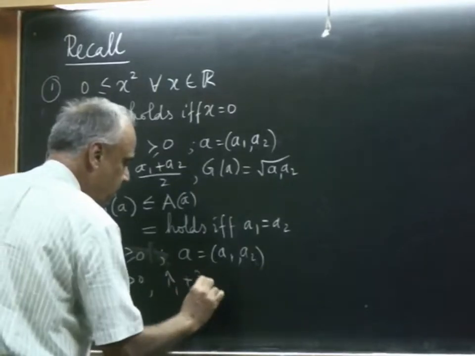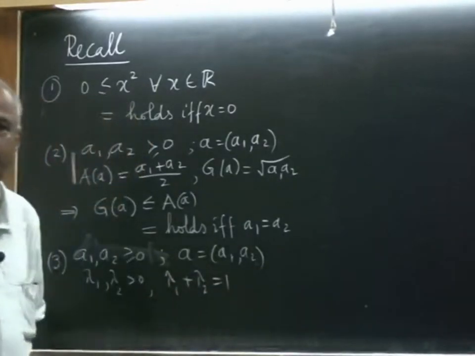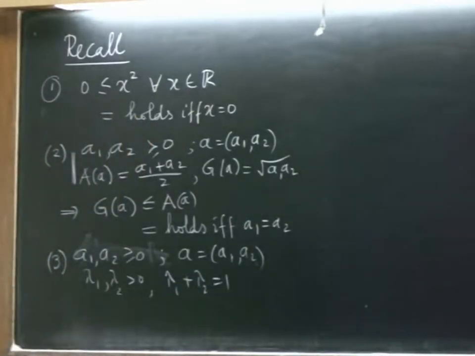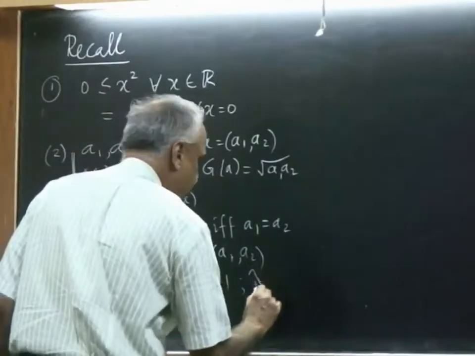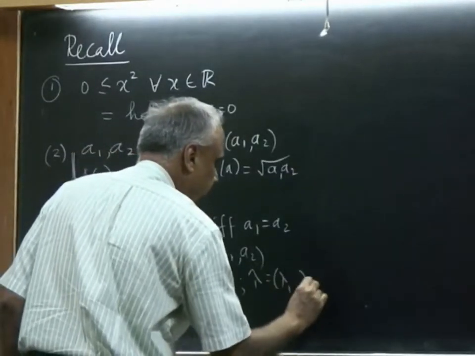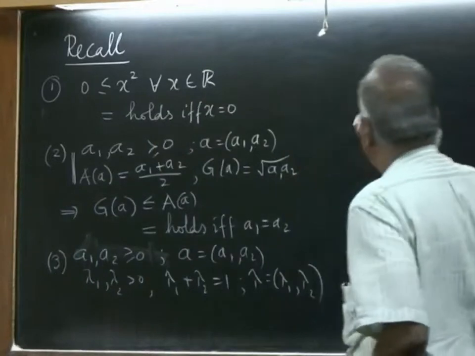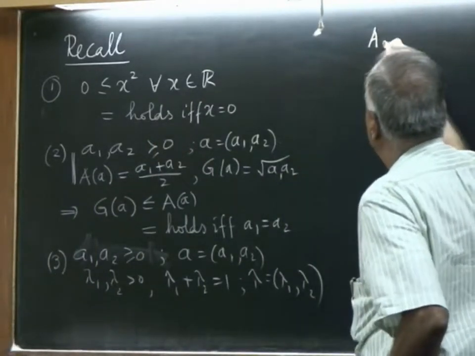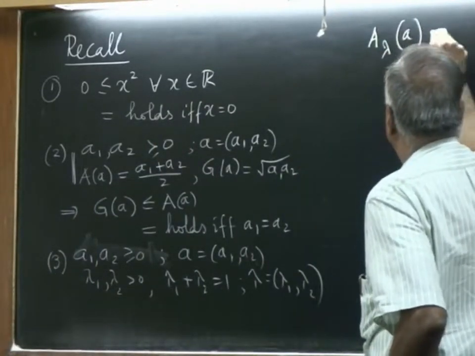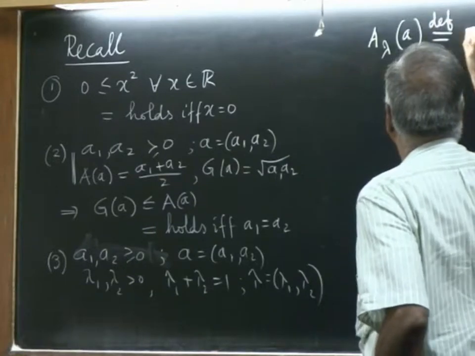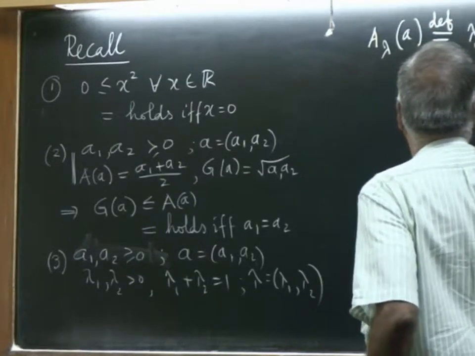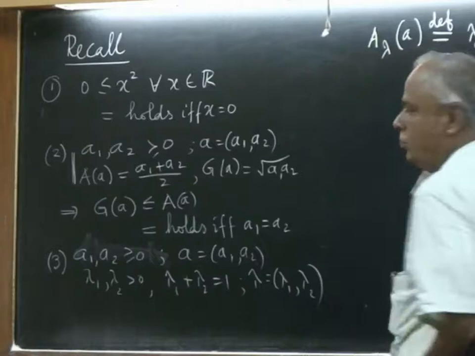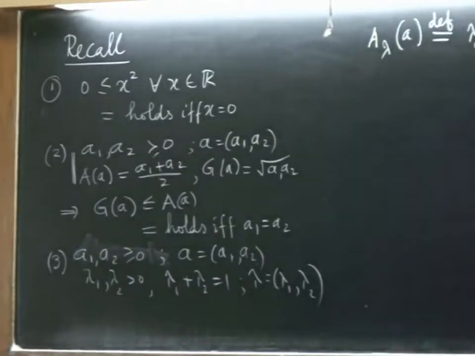Such that their sum is 1, total weight is 1, we take this as lambda. So, I will call lambda this pair. Then we define the weighted arithmetic mean, this is the definition, to be lambda 1 A1 plus lambda 2 A2. When we had equal weights, lambda 1 is half, lambda 2 is half, that was the classical arithmetic mean, (A1 plus A2) by 2.